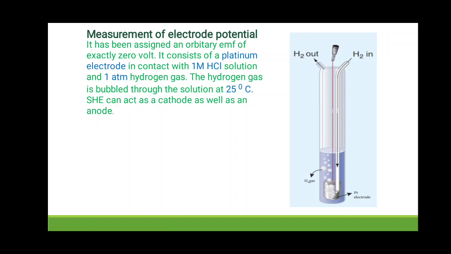So how much volt is it releasing? Exactly 0 volt. It consists of a platinum electrode in contact with 1 molar HCl solution and 1 atmosphere hydrogen gas. The hydrogen gas is bubbled through the solution at 25 degrees Celsius. The standard hydrogen electrode can act as a cathode as well as an anode.